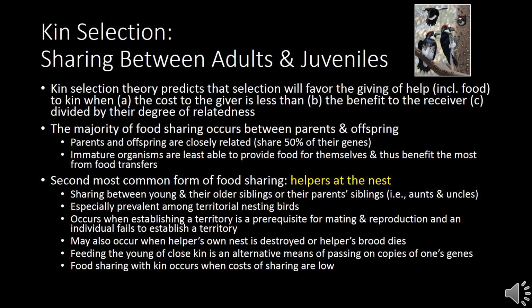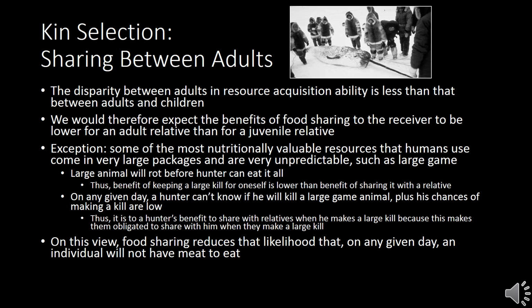In both of these sharing patterns, the transfer is from adults to young. It's obvious why food sharing occurs between adults and juveniles in humans. Children don't have the size, strength, or skills necessary to acquire most of the nutrient-dense resources that make up the human diet. But the disparity between adults in resource acquisition ability is less than that between adults and children. Although adults vary in their resource acquisition ability, with some men being better hunters than others and some women being better gatherers than others, most healthy adults have the size, strength, and skills to provide for themselves.